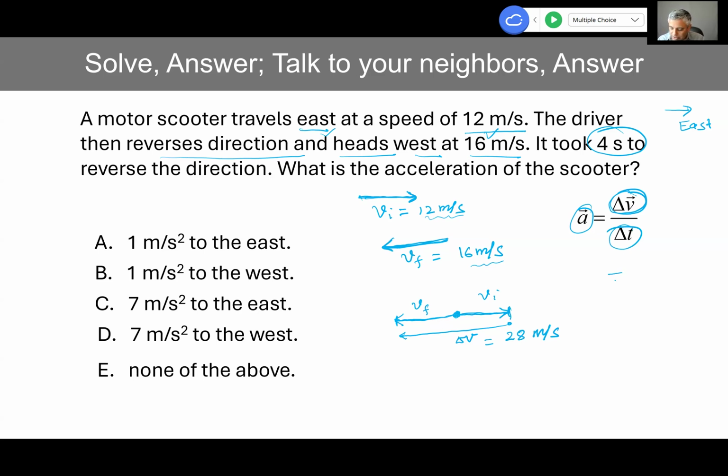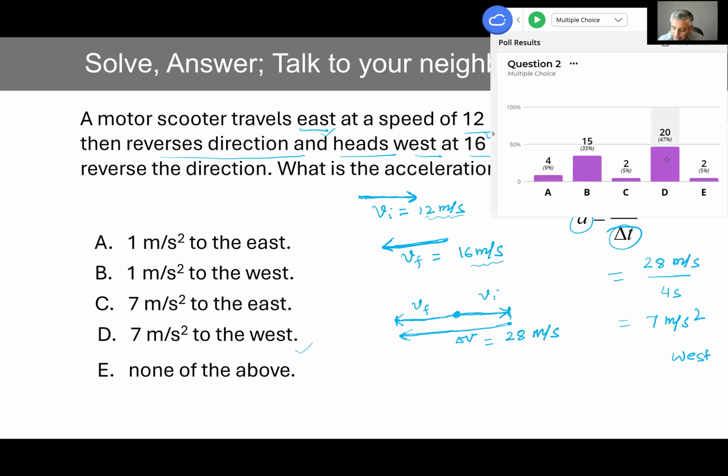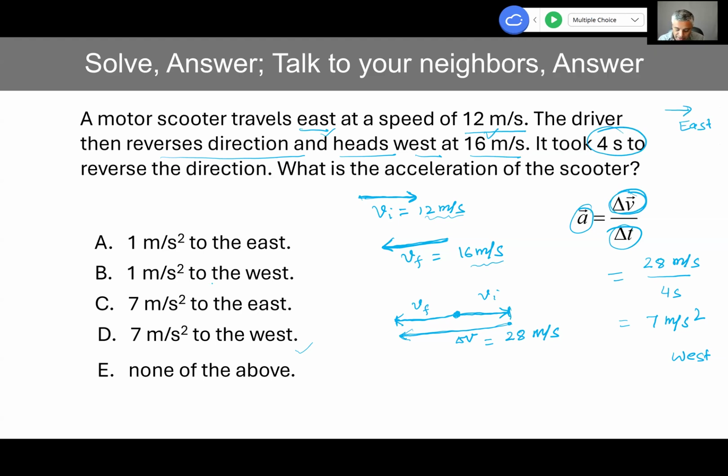Now the acceleration, what do we do? You just divide that 28 meters per second by 4 seconds, and that gives us 7 meters per second square. So that is the value, and direction we already drew, so it is west. Okay, looks like D is the correct answer in this case. So the second most popular choice was B, and direction is west, so that's great. So you figured out at least direction, okay?